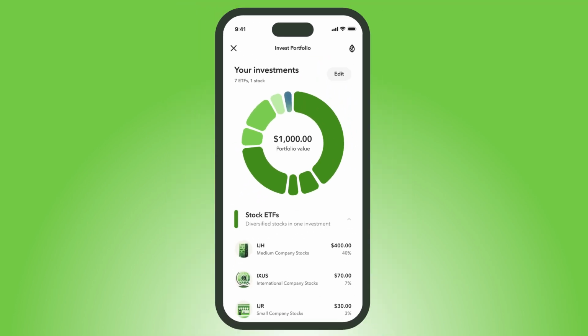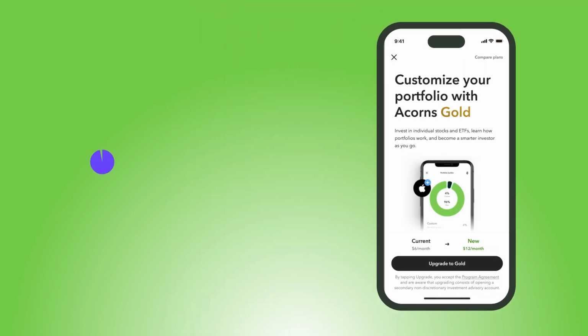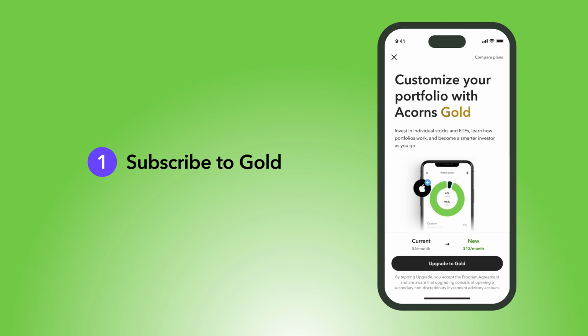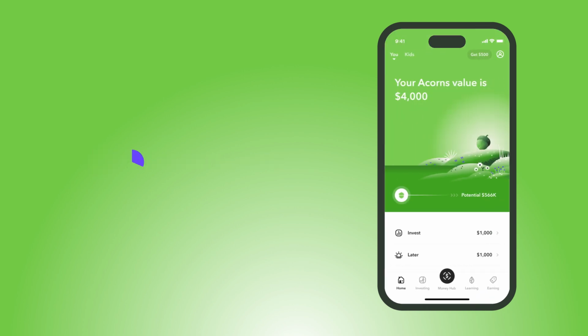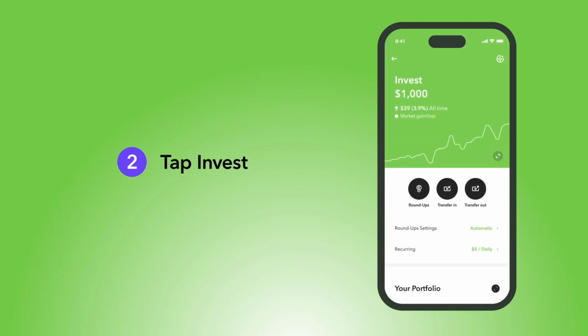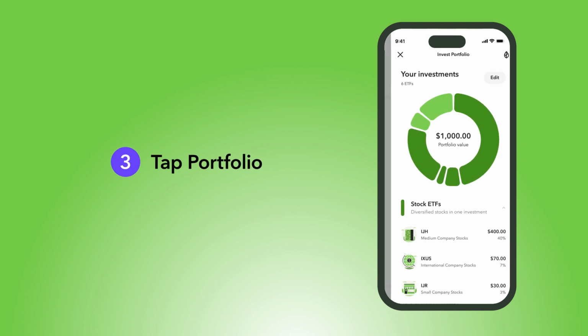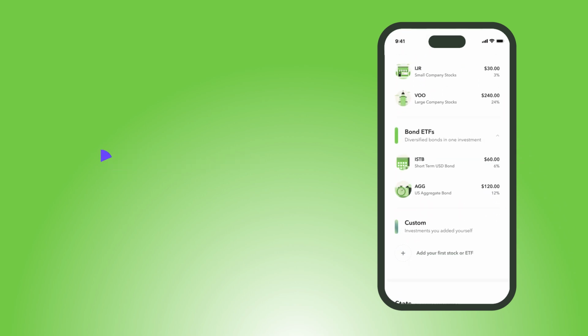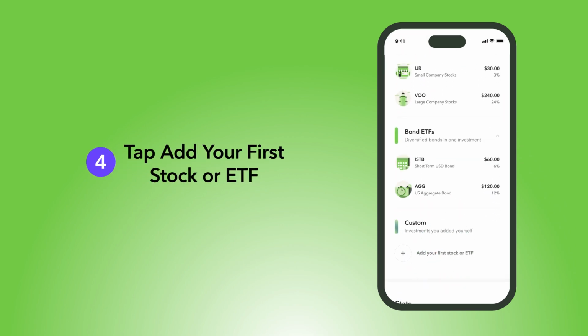Okay, let's set up your custom portfolio. First, ensure you're subscribed to Acorns Gold. Then, from the home screen, tap Invest. Scroll down and tap your portfolio. Under Custom, tap Add your first stock or ETF.